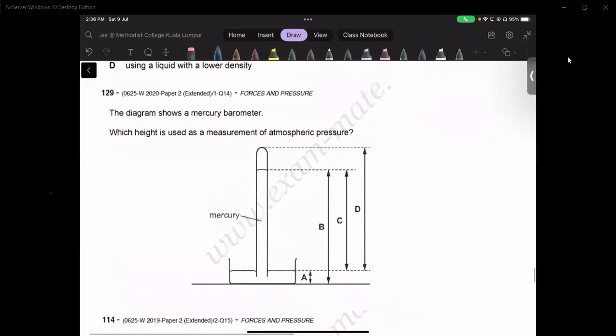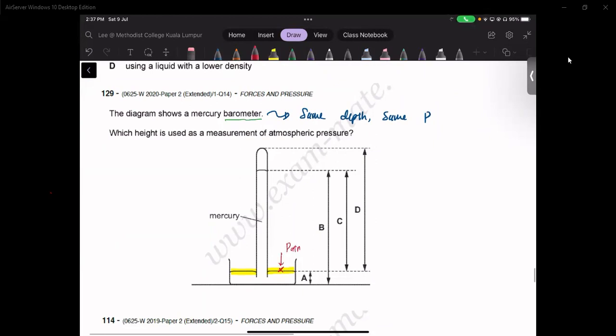All right, this is a mercury barometer, which measures atmospheric pressure. So remember, whenever you see a barometer, you're going to operate on the same principle: same depth, same pressure. So which side is exposed to the atmosphere? Here and here. Okay, so the pressure at this point is atmospheric, and it will be the same as the pressure at this point. So we are looking at this amount of mercury.